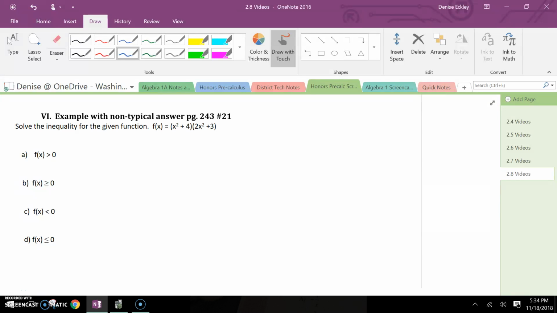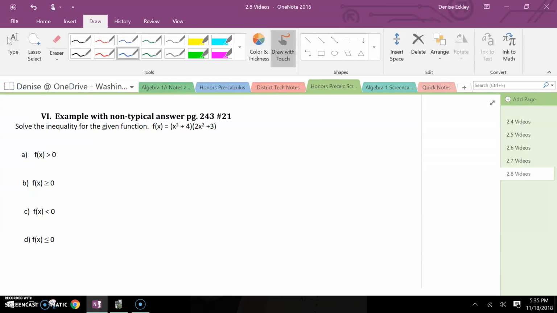Number 21 on page 243 gives us an example with some non-typical answers. We are asked to look at the function f of x equals the quantity x squared plus 4 times the quantity 2x squared plus 3, and to look at when it could possibly be positive or negative.